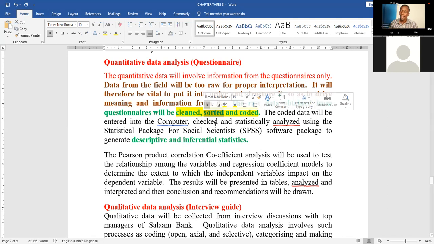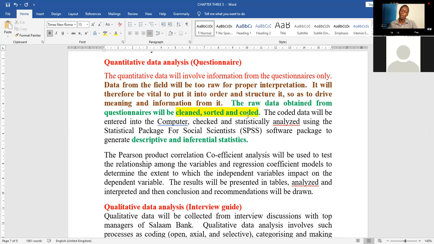And then coding. After sorting, you're supposed to code them. What is coding? Coding means that you are supposed to enter them into spaces. I'm going to show you how you're supposed to enter these questionnaires into spaces. The process of entering the questionnaires into spaces is what we call coding. So when you see coding here, you should not get confused.